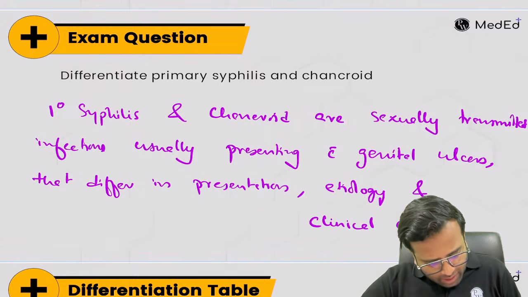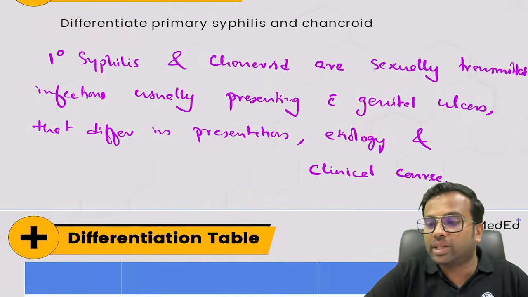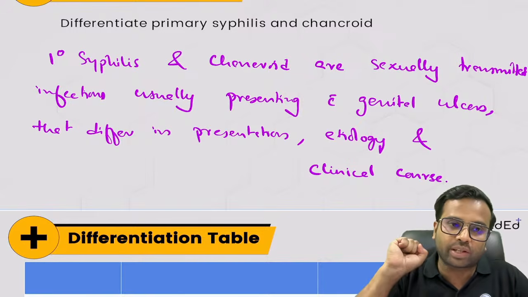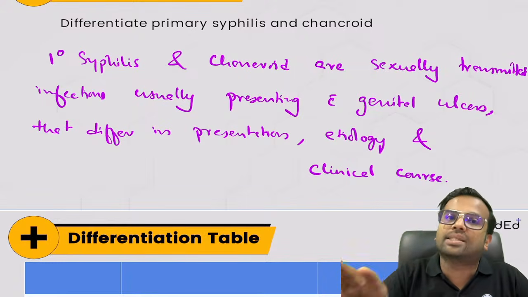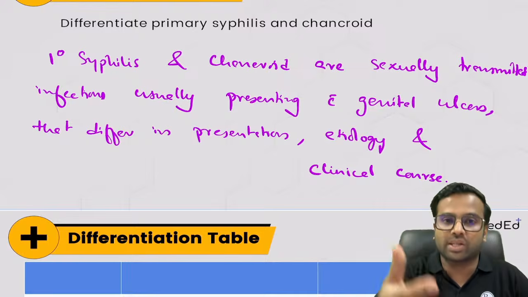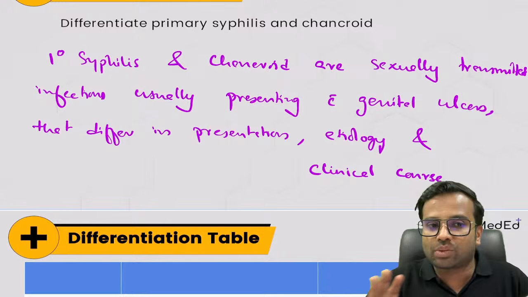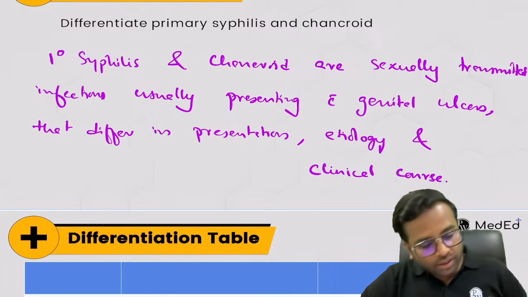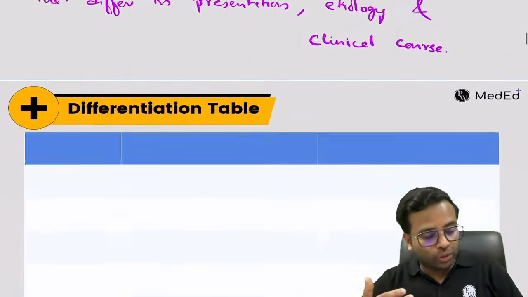So this is something that came to my mind when we try to describe it. So this is what we can describe. Syphilis and chancroid are both sexually transmitted infections, and they both present as genital ulcers. But these ulcers are going to be different in their presentation, clinical course, etiology, etc. So that is what we can describe for both primary syphilis and chancroid. Now let's come to the main part, because the examiner is asking you to differentiate.